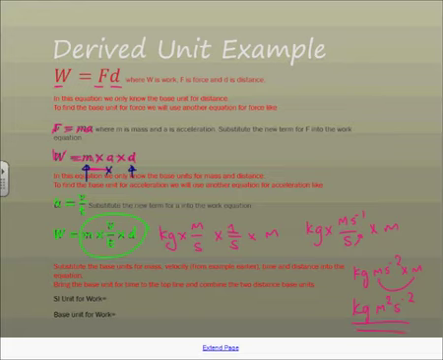So let's put in our base unit or derived unit for work. It is kg m squared s to the -2. Now, what is the SI unit for work? Well, hopefully we all know it is the joule.